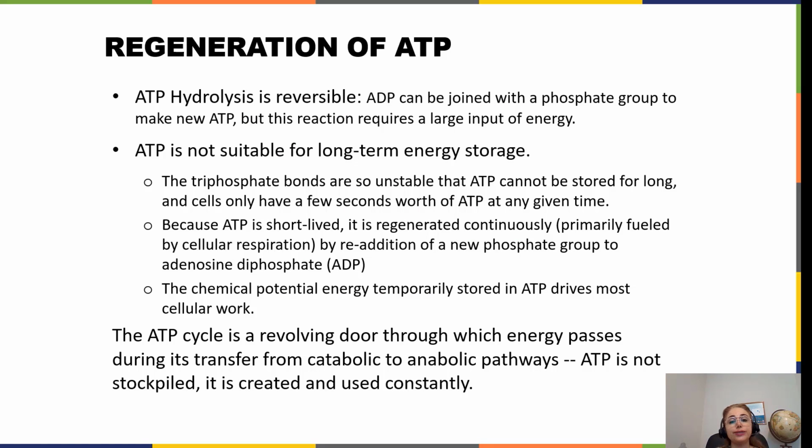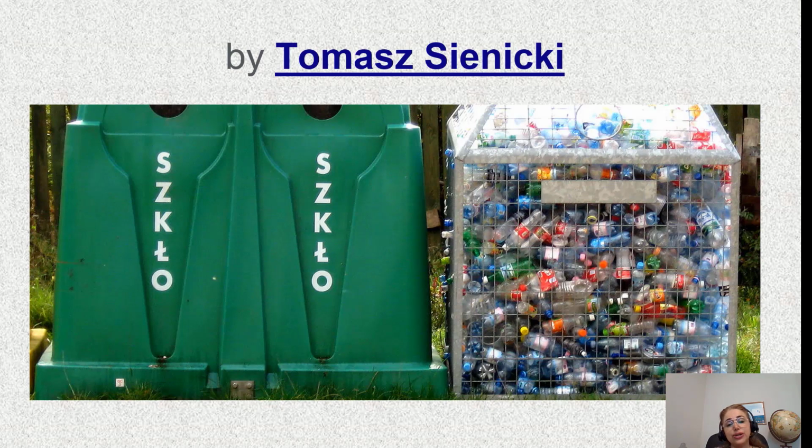As I mentioned, ATP is not stable, but it can be recycled. It teaches us to recycle.